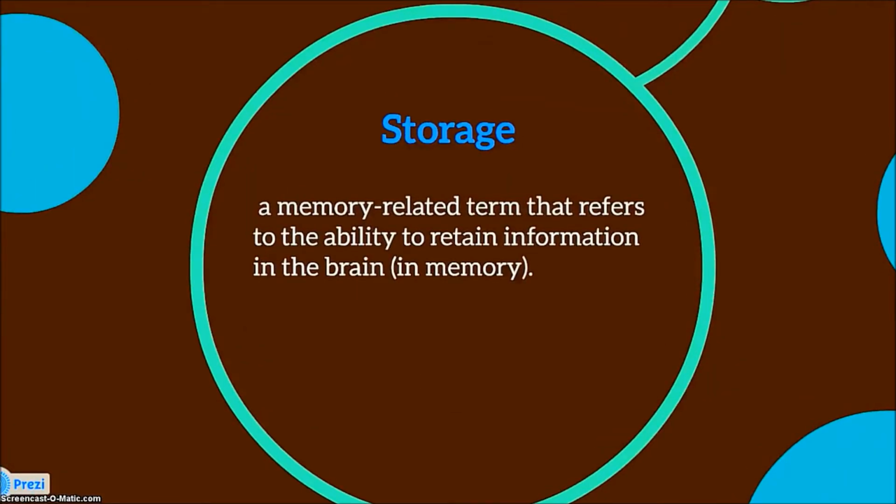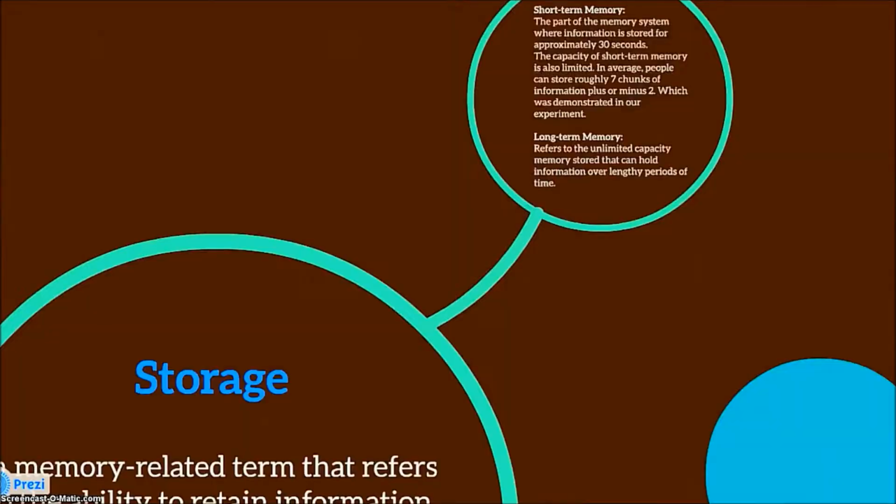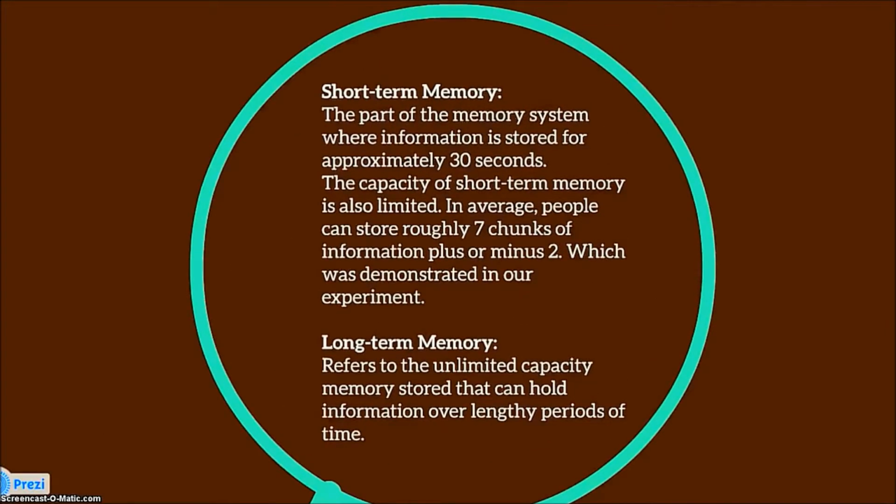Storage. A memory-related term that refers to the ability to retain information in the brain in the memory. Short-term memory. The part of the memory system where information is stored for approximately 30 seconds. The capacity of short-term memory is also limited. An average person can roughly store 7 chunks of information plus or minus 2, which was demonstrated in our experiment. Long-term memory refers to the limited capacity memory store that can hold information over lengthy periods of time.